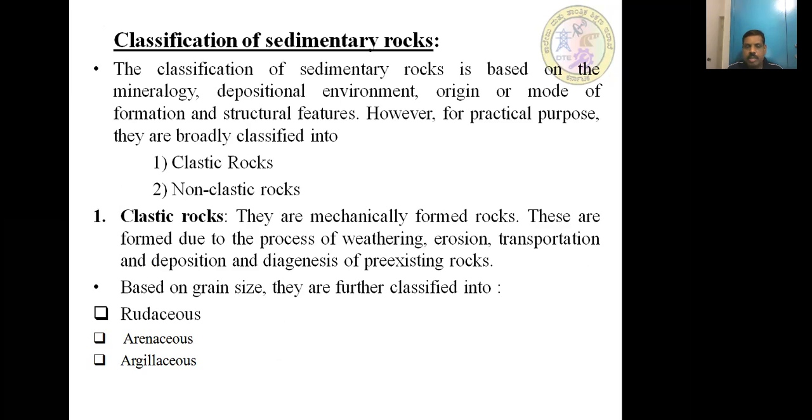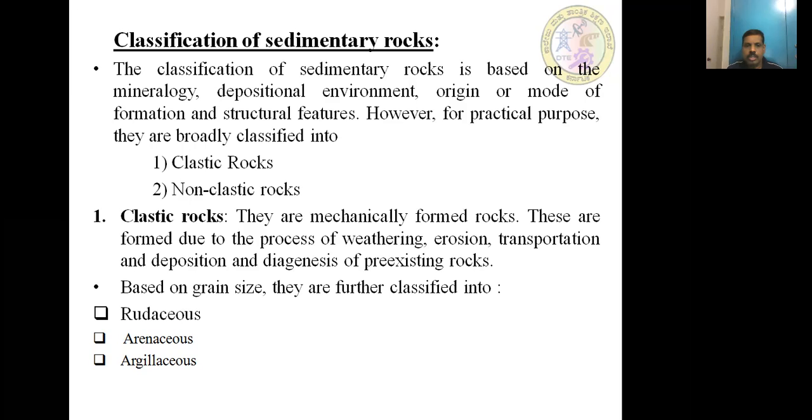Coming to classification of sedimentary rocks. The classification of sedimentary rocks is based on the mineralogy, deposition environment, origin, or mode of formation, and structural features. However, for practical purpose, they are broadly classified into clastic rocks and non-clastic rocks.